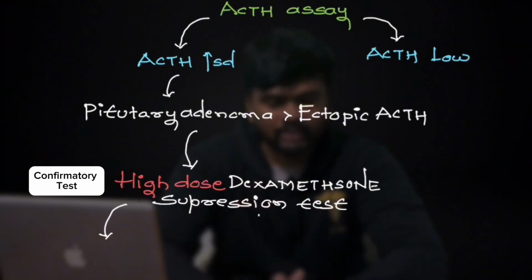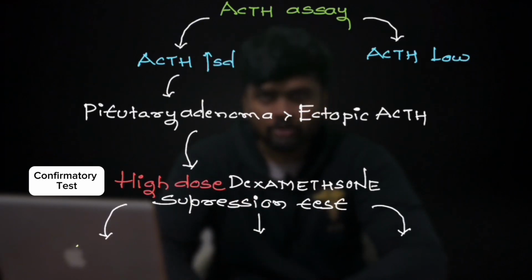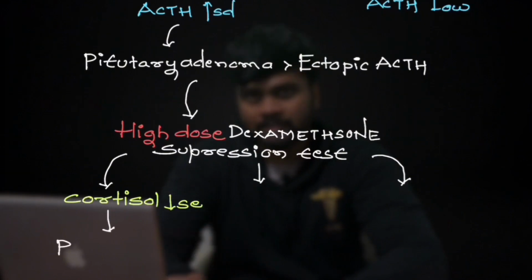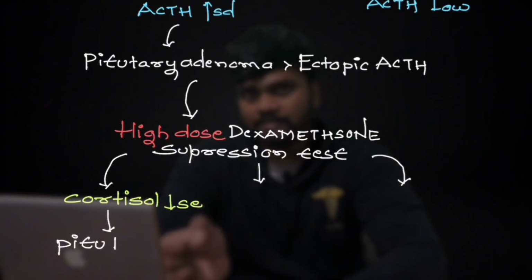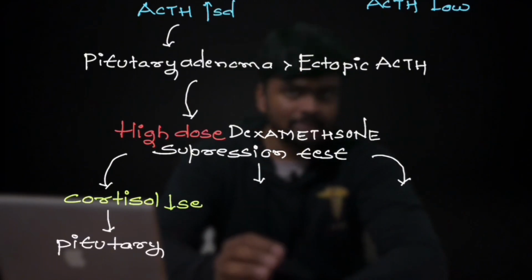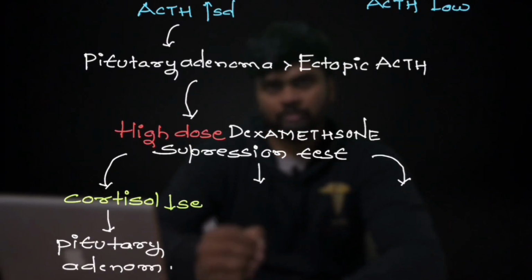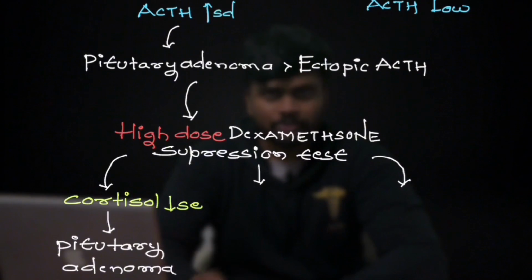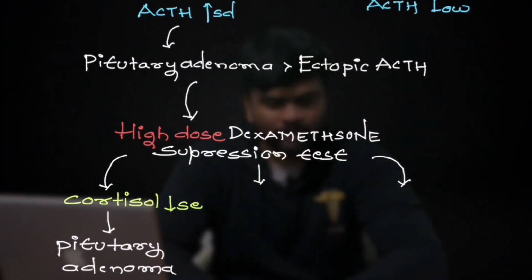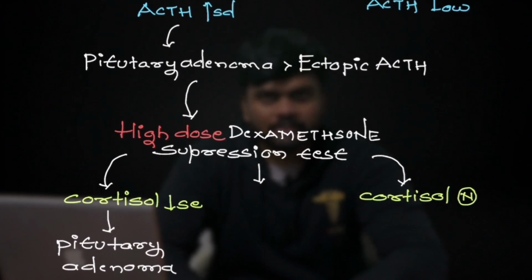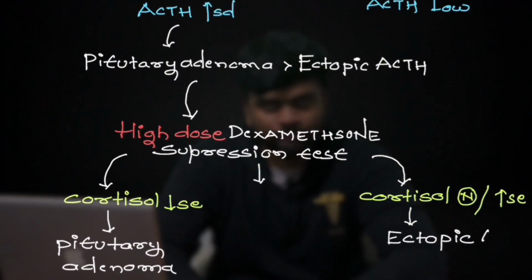not low dose, high dose dexamethasone suppression test. Again, we get three results. If the cortisol is decreased, here the cortisol decreased because we have given high dose dexamethasone, which is a steroid. So the pituitary feels that there is enough steroid, so it decreases ACTH secretion, thus cortisol secretion also decreases. So this constitutes a pituitary adenoma. Another result is cortisol increased. If the cortisol is increased or it is almost normal, we say it is paraneoplastic syndrome.